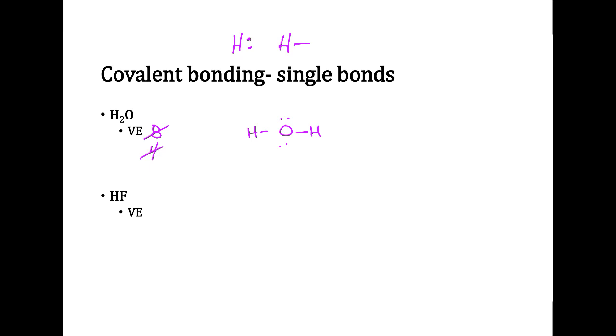Hydrogen has 1 valence electron. Fluorine has 7, so this is a total of 8 valence electrons. If we were to draw out our skeletal structure, we have HF. We'll add our single bond, which takes us down to 6 valence electrons, and then we'll put them around the more electronegative atom first, which is fluorine. So 1, 2, 3, 4, 5, 6. Fluorine has a completed octet, and then we have no unpaired electrons, so we're in good shape.